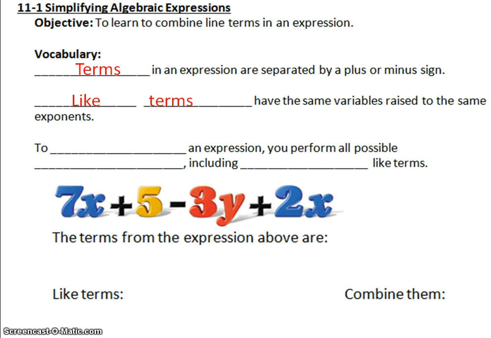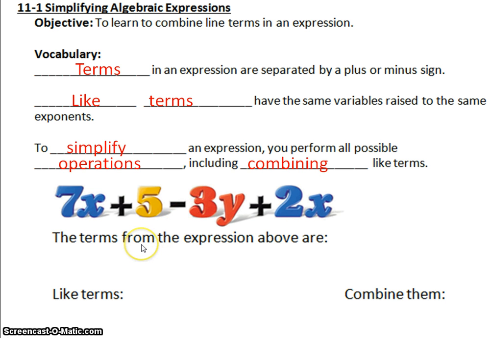Like terms have the same variable raised to the same exponent. Now that's important. Like terms have the same variables raised to the same exponent. To simplify an expression, you perform all possible operations, including combining like terms.